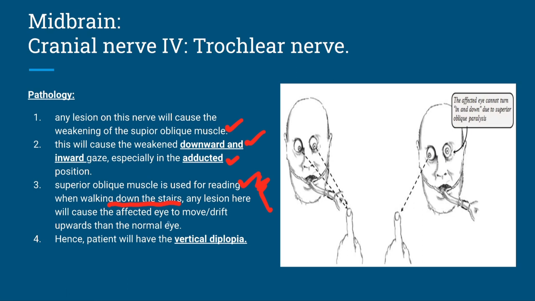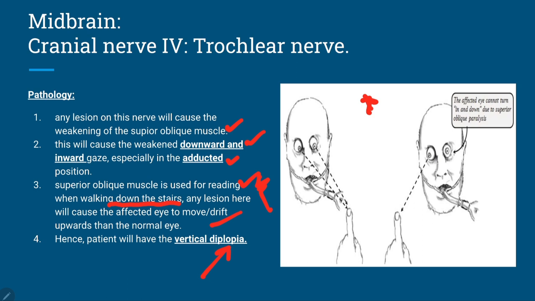So any lesion here will cause the affected eye to drift upward compared to the normal eye, or it could be fixed, like it's not moving towards where you basically wanted to focus. It's not doing it. So hence the patient is going to have a vertical diplopia. So let's look at this image right here.